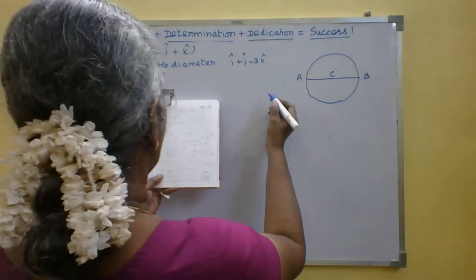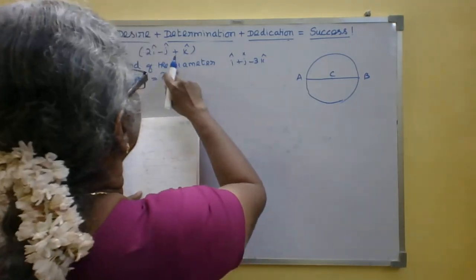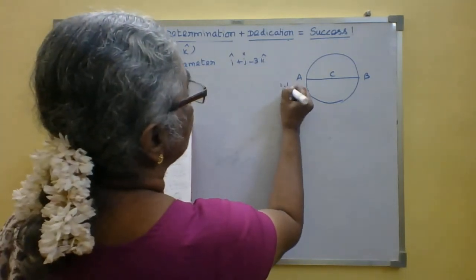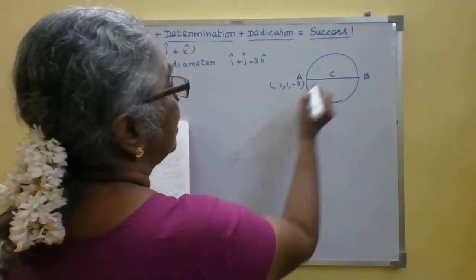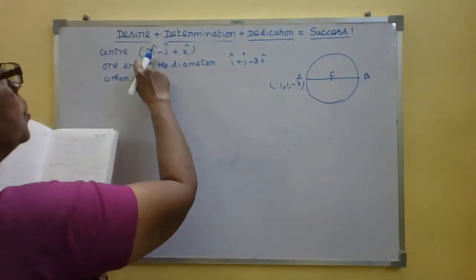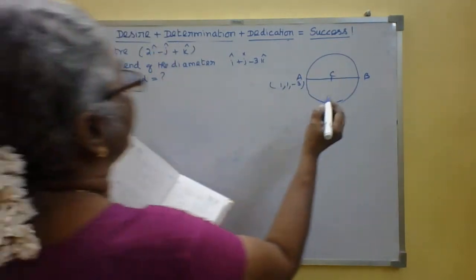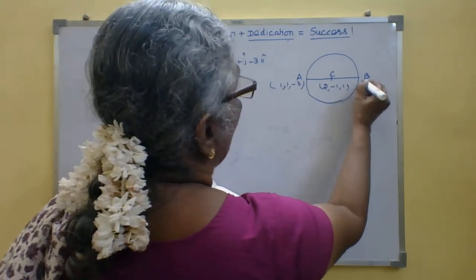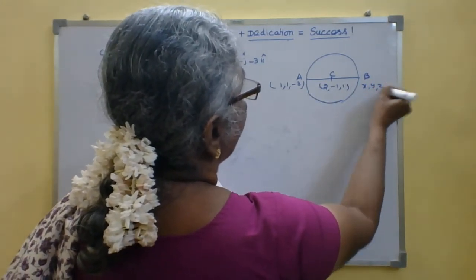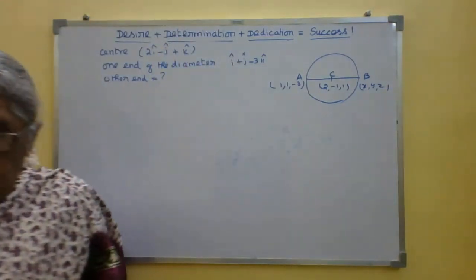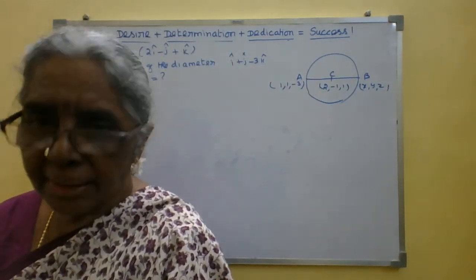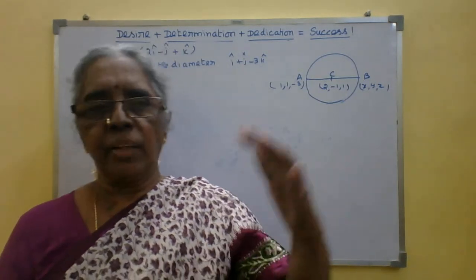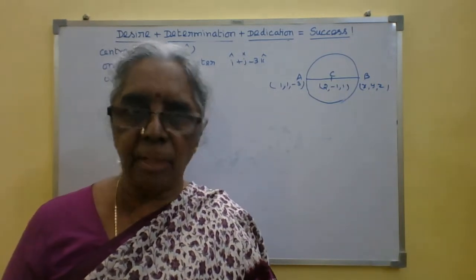Now A is given to be, one end is i cap plus j cap minus 3k cap. I can take it as (1, 1, minus 3). This center is given to be 2i cap minus j cap plus k cap. I can write it as (2, minus 1, 1). Now you want B, let us take it as (x, y, z). Any vector, you can write it using Cartesian coordinates, and if it is given in Cartesian, you can write it in the vector form.